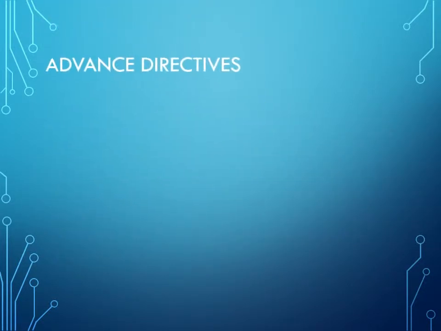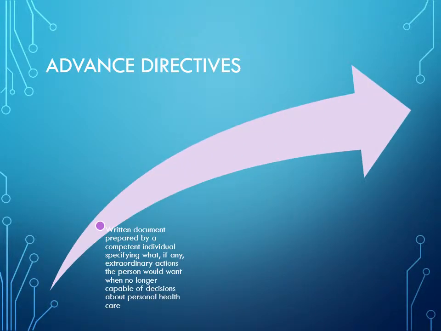So let's discuss advanced directives. Most people would prefer to die at home. Providing the type of care a person prefers, including where he or she wants end-of-life care, positively affects the dying experience for both the patient and the family. The preferences need to be written as legal documents, and they are called advanced directives.